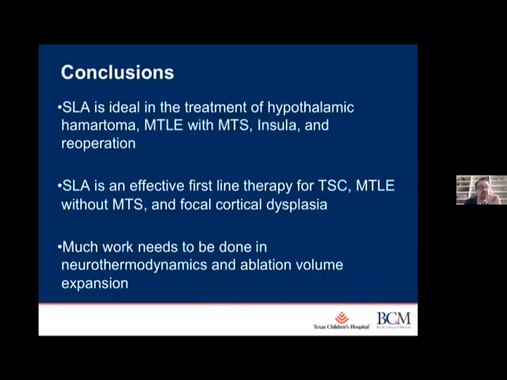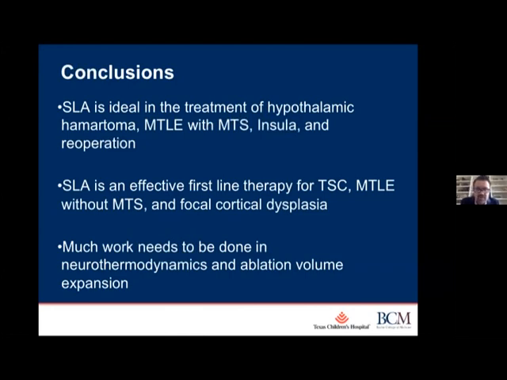So in conclusion, I think laser ablation is definitely a first-line treatment for hypothalamic hamartoma if you can do it. It's first line for MTS, mesial temporal lobe sclerosis. I think it's great for insula. There's a paper out by Dave Clark that you should read that is very, very good on the insula, and avoids all the strokes when you're trying to battle the arteries.